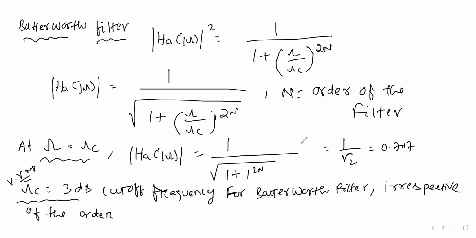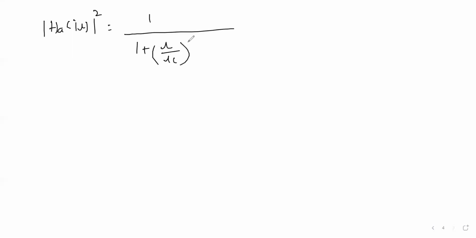Okay. Now see, you all people did the plot already. I will show you what is the significance of this capital N. Now, this is the Butterworth filter, magnitude of H(j omega) equals 1 by root of 1 plus omega by omega c to the power 2n. Okay. Now, if you plot this, it's very, very important. Simple. I'll show you.